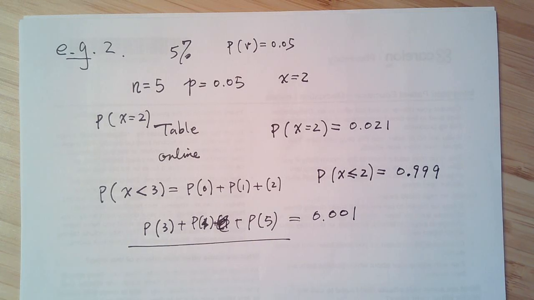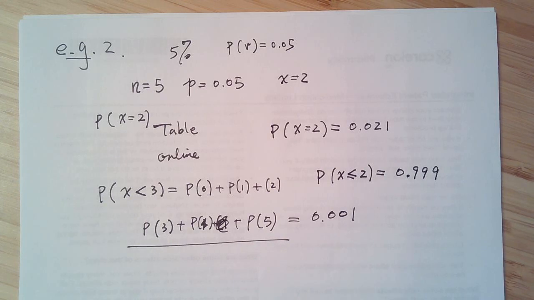It's 0.1%. So if you just randomly get 5 people together and go out to have lunch and find out that 3 or 4 or 5 of them are vegetarian, the chance is tiny. Isn't it interesting?